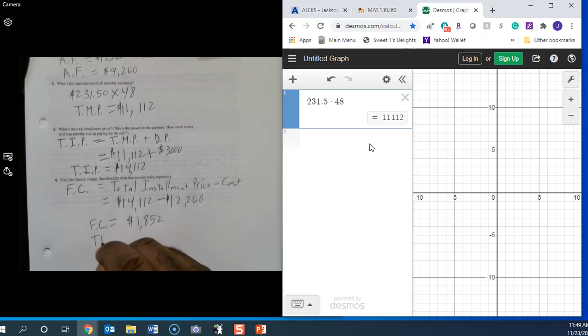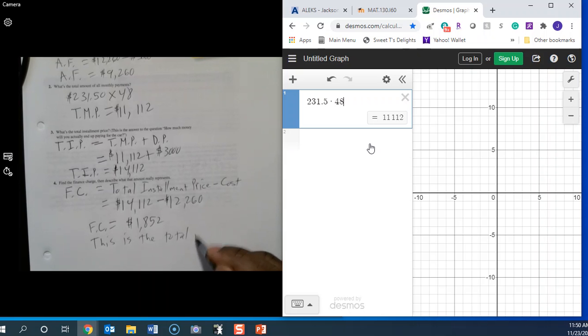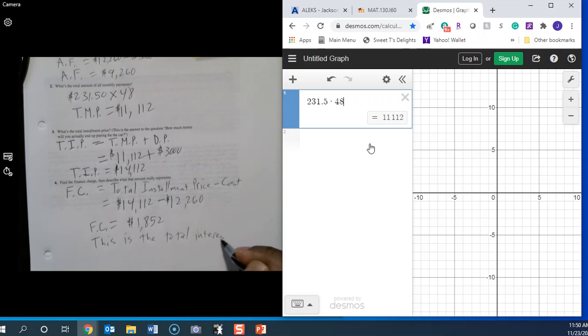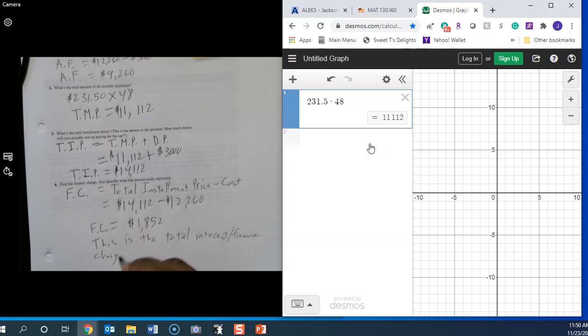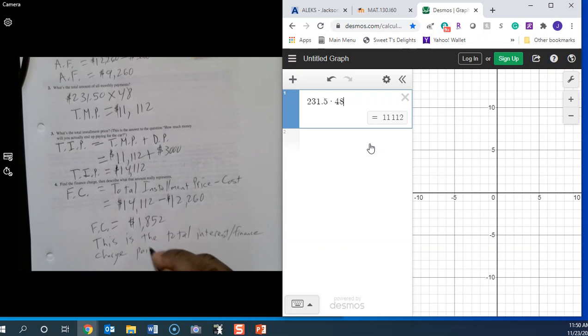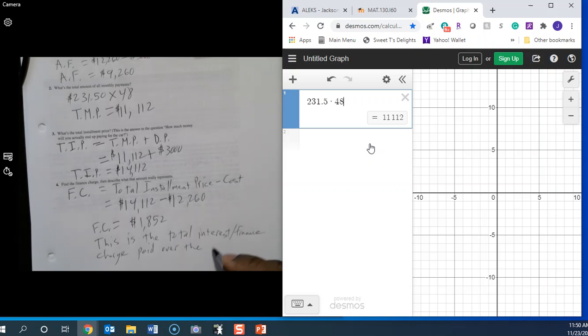So we will write this out. This is the total interest / finance charge paid over the life of the loan.